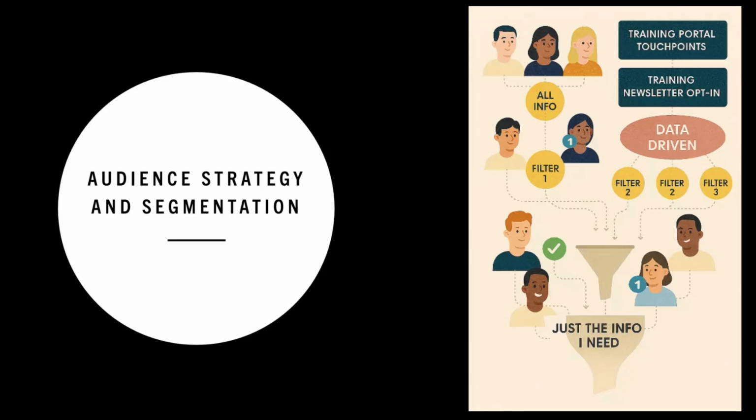So what do we do with all this information? The first thing is audience strategy and segmentation. Here, we want to build out some sort of training portal. The training portal should have touch points like maybe a training newsletter opt-in, and that starts to collect some of the information that allows us to apply the different filters, right?